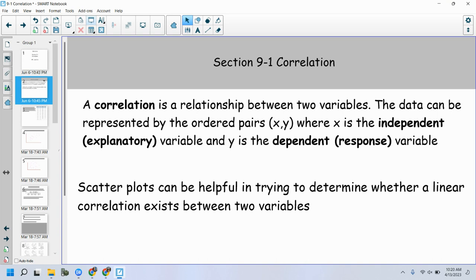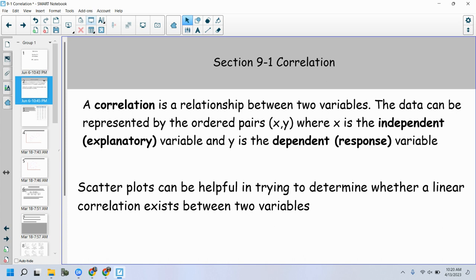How do they relate together? Scatter plots, again, can be helpful in trying to determine whether a linear correlation exists or whether any type of correlation exists. Is something going up while the other thing is going up? Is something going down while something else is going down? Do they both go upward together and then at some point come downward together? What's happening? How do they relate to one another?